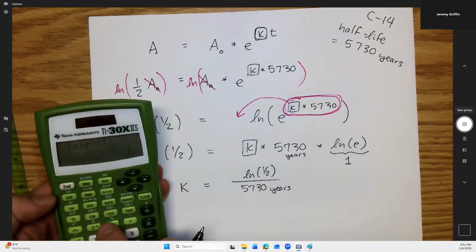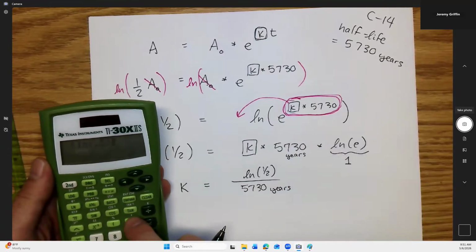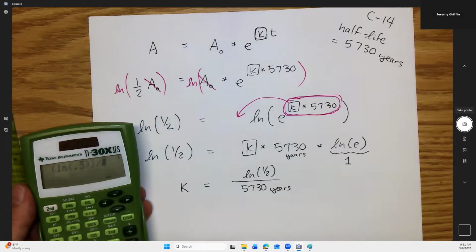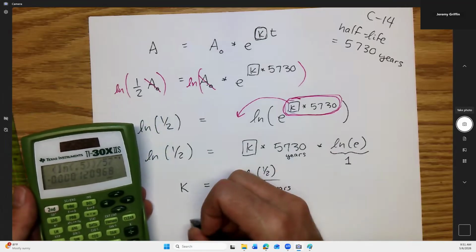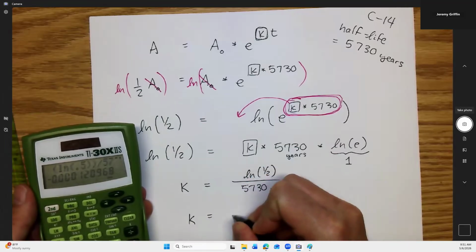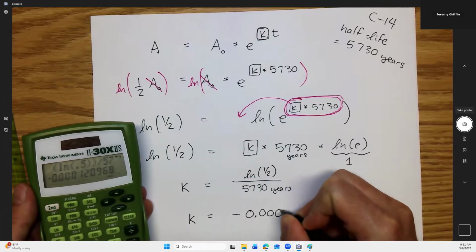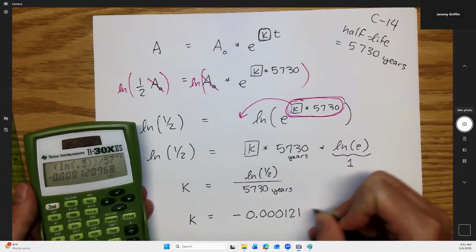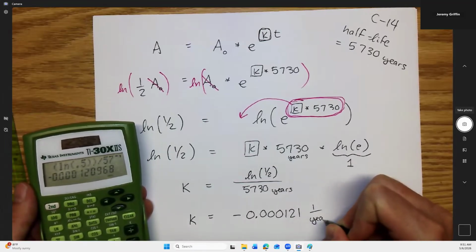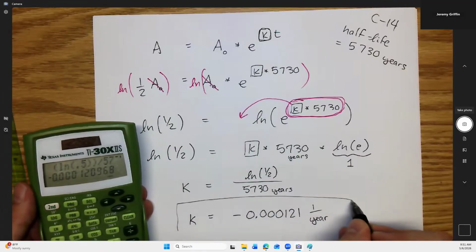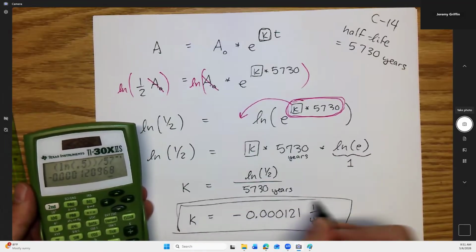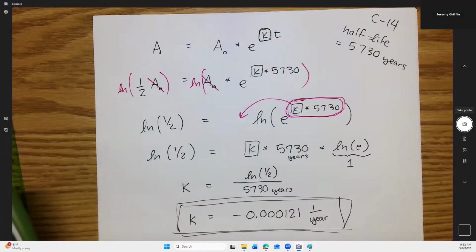Okay. So let's try this. Let's do natural log of 1/2 and then divide by 5,730 years. And that will give me k as a decimal. It is negative 0.0000121, and that's 1/years. Hey, isn't that exactly what I told you guys to choose on the Kahoot? Is that right? And now you remember how do you get that?